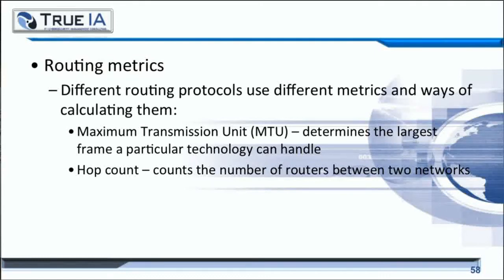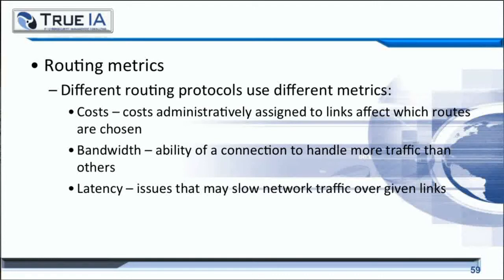To determine which is the lowest value, different routing protocols use different metrics and ways of calculating them. Some will calculate with MTUs, or maximum transmission units. These describe the largest frame a particular technology can handle, for instance. Or others will use a hop count. These are the number of hops to the next router between two networks. Depending on which technology they use, whether it be MTUs or hops, another piece that goes into the calculation is the relative cost, bandwidth, and latency.